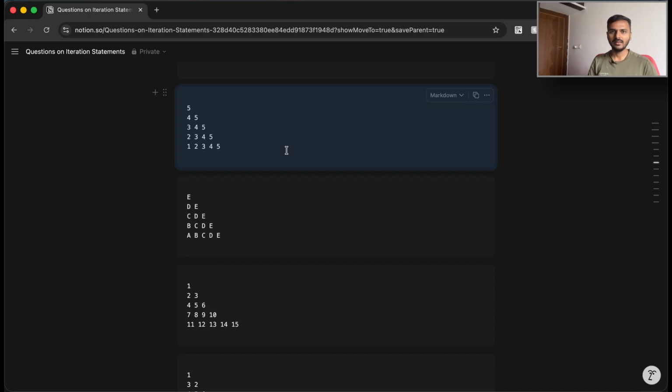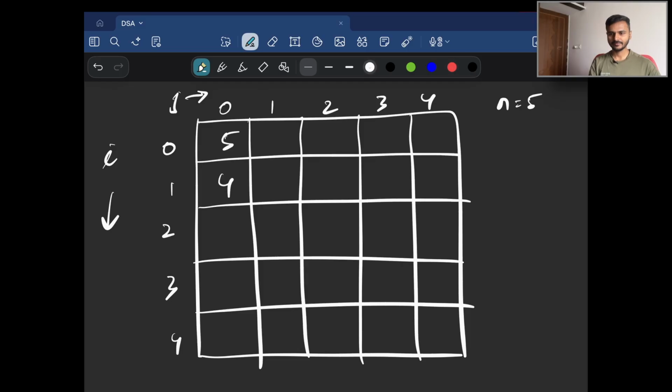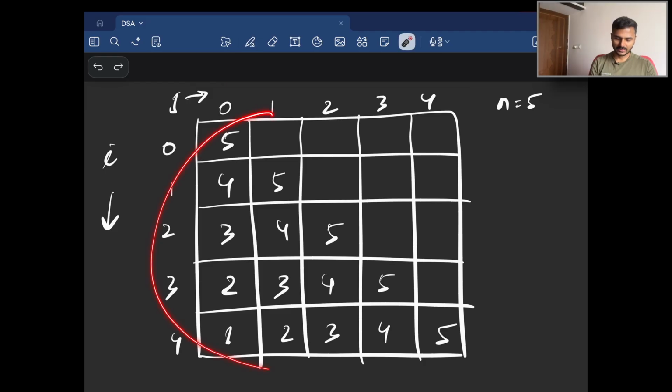So with that said and done, let's continue and let's solve the 8th question from the list, which is this. So this is what we are supposed to print given the value of n is 5. What we are doing is in the first row, we are printing 5. That is when I is 0, print 5. When I is 1, that is in the second row, print 4 and 5, right? When I is 2, we are printing 3, 4 and 5.